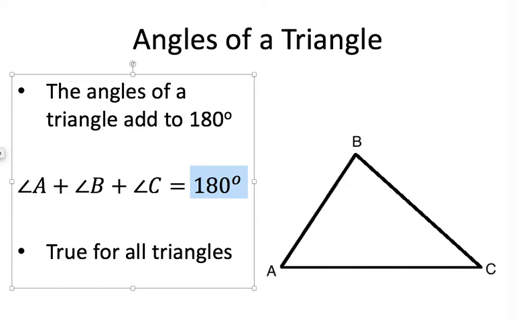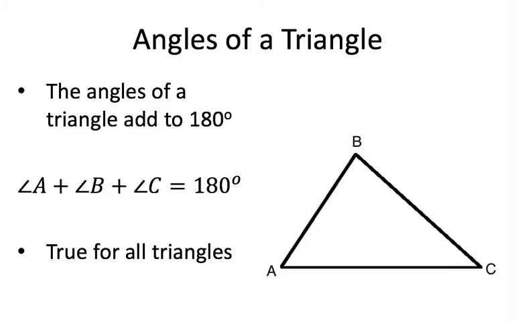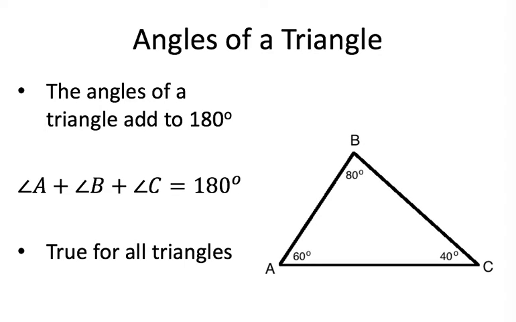So if we have, for example, angle A is 60, angle C is 40, then I automatically know that angle B is whatever number that will, angle B plus 60 plus 40 will equal 180. So therefore, angle B has to be 80 degrees.